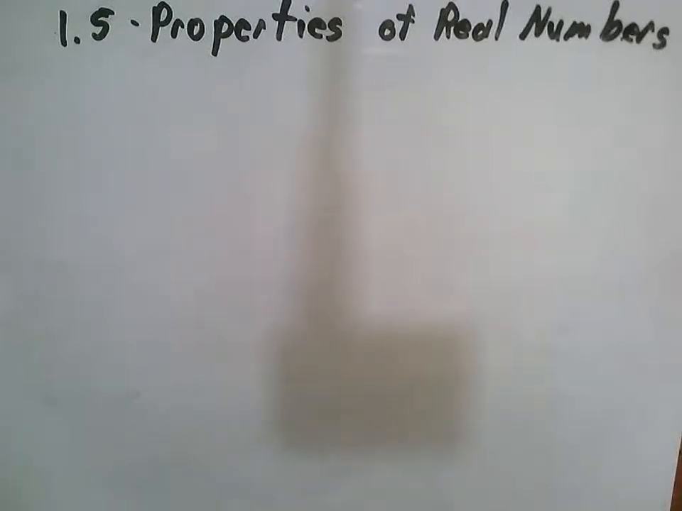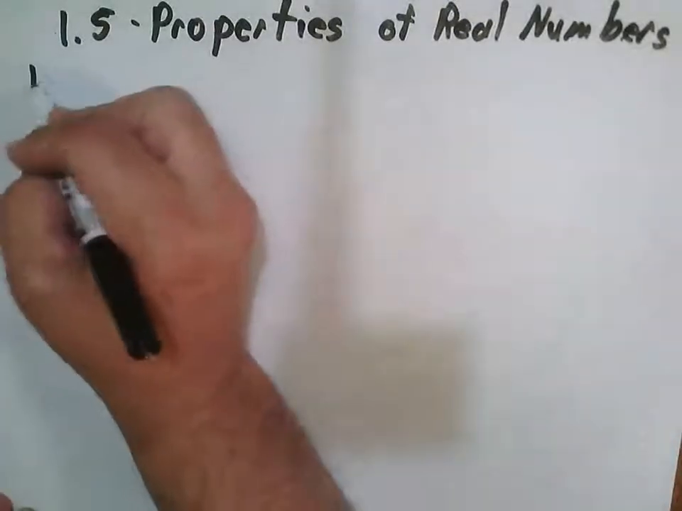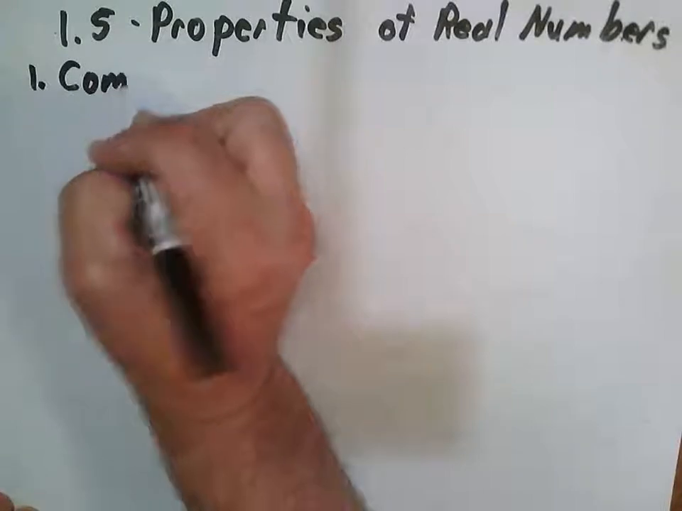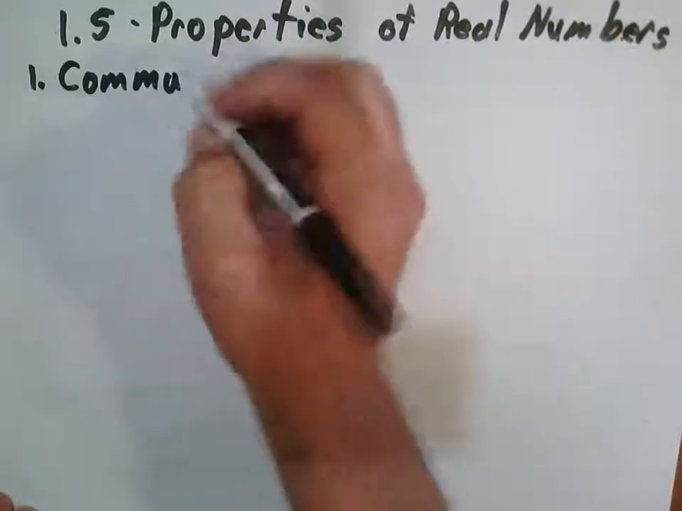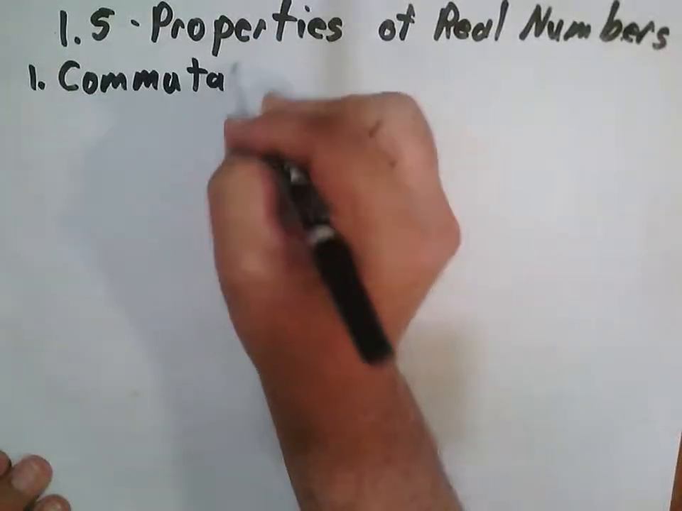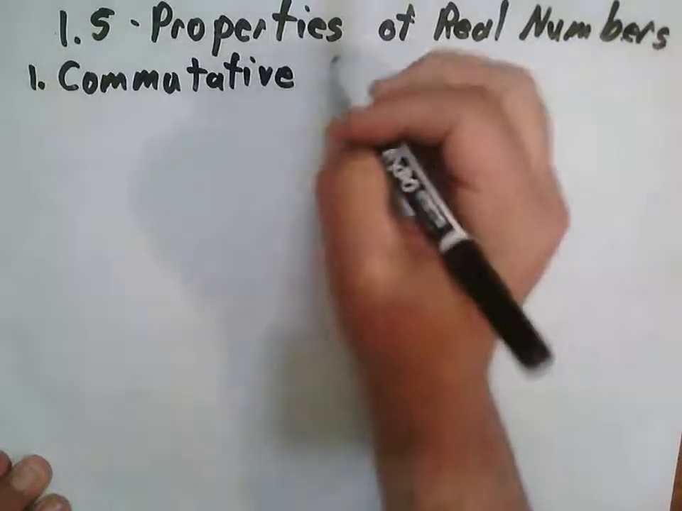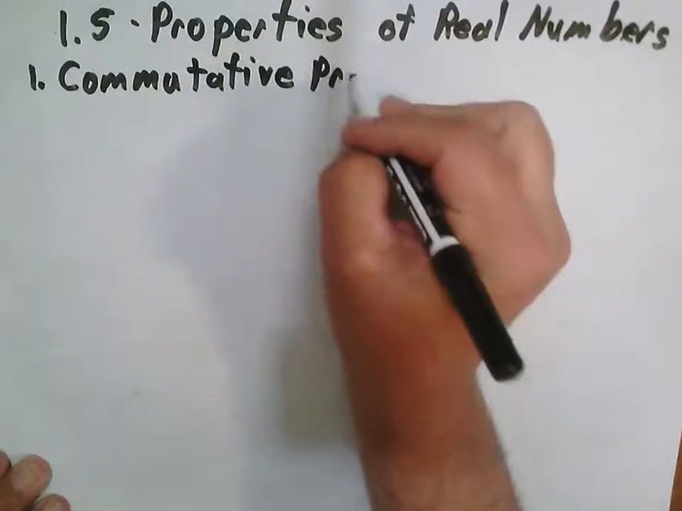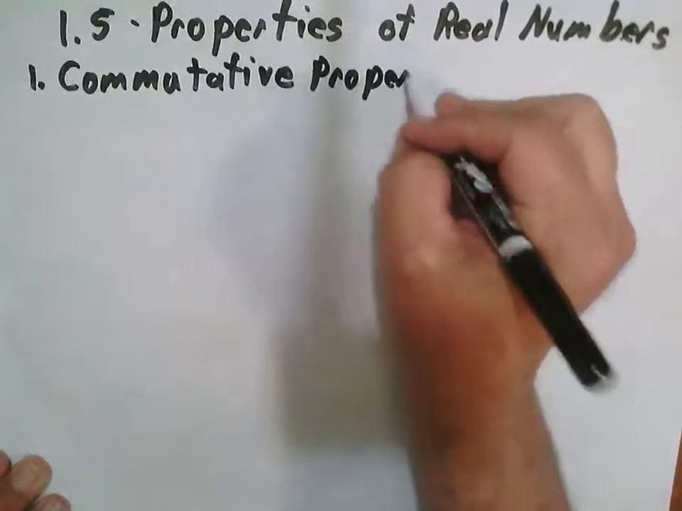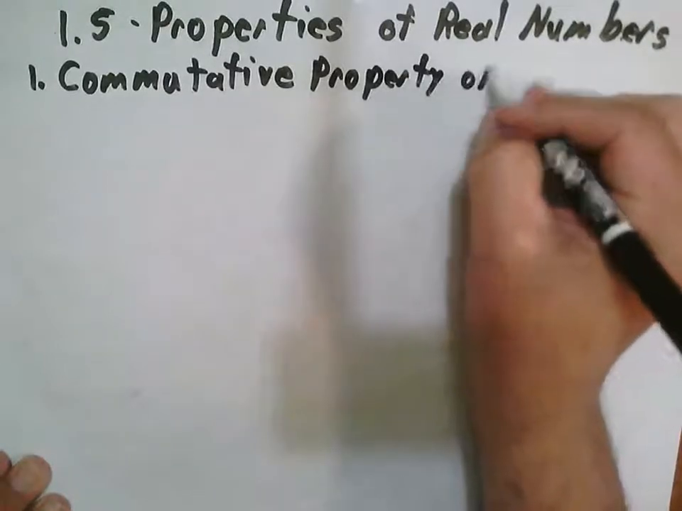Once again, anything in this class as far as definitions, I will never ask you what a definition is, but I expect you to know what it is and how to apply it. So the first thing that we're going to cover is what's called the commutative property. And you'll hear me refer back to these over and over again until hopefully they just become kind of second nature to you. First is the commutative property of addition.